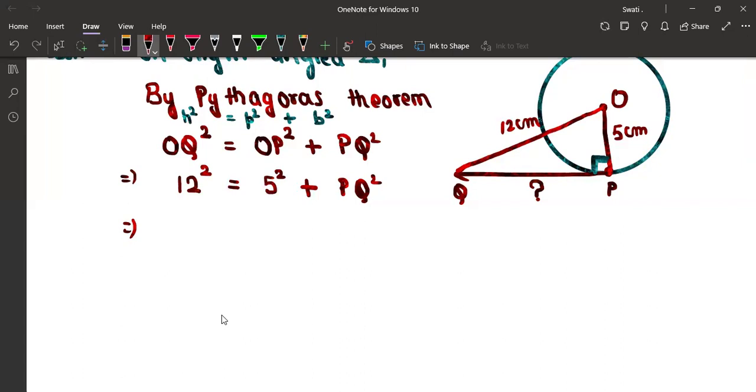If you want, you can first solve the square. What is 12 square? 144, correct, is equal to 5 square, 25. Very good. Plus PQ square. Now tell me the next step. We have to find out PQ, okay? So what is the next step? 25 will go and subtract with 144. Correct.